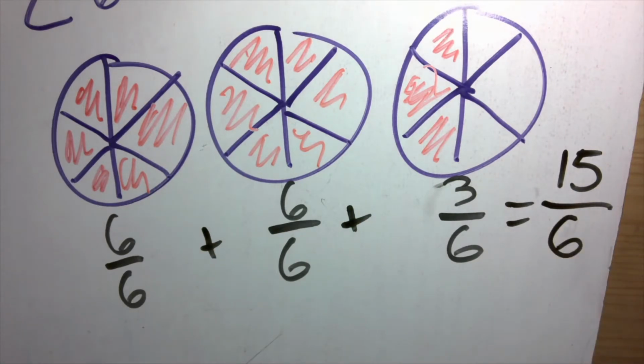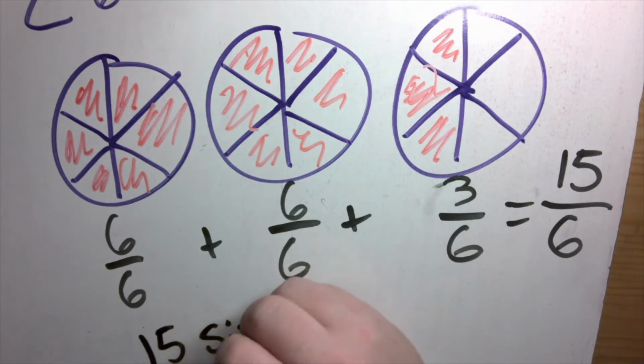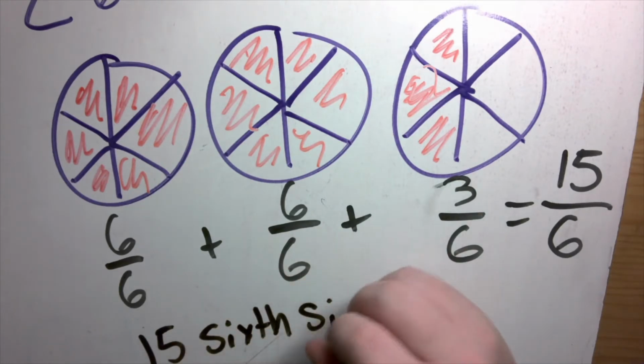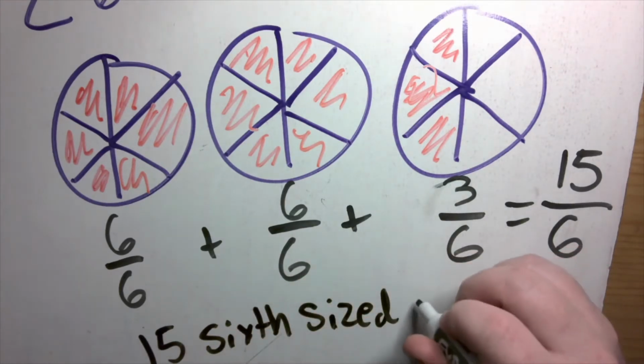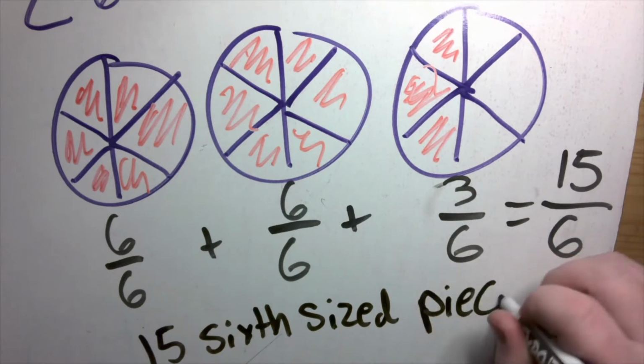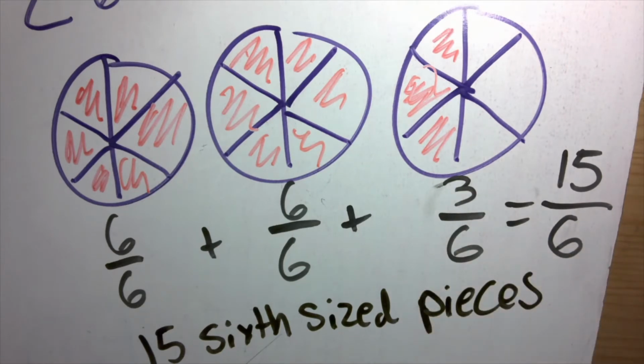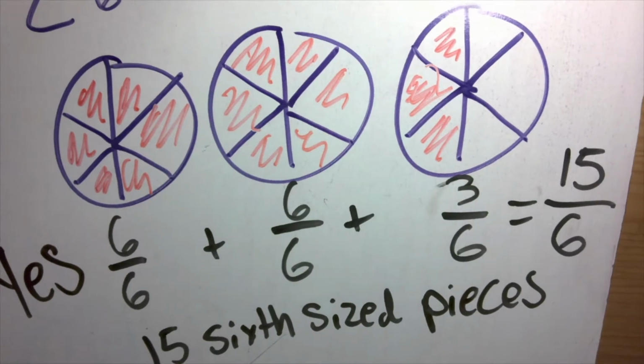Going back to the question, it says if he has 14 people over, is there enough for each person? Well, we have 15 6th size pieces and we only need 14. 15 is a bigger number than 14, so the answer to our question is yes, we do have enough.